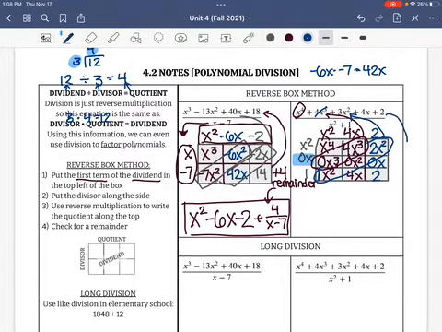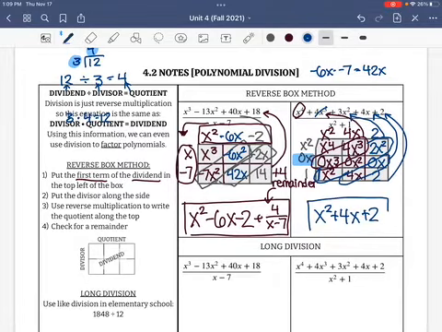2 times 0x is then 0x, and 2 times 1 is 2. So this time, that number matches, and I also have 4x like I'm supposed to. So all of the numbers work out perfectly. I do not have a remainder, so my answer is the top of the box, x squared plus 4x plus 2. So essentially this method is just figuring out what you have to multiply by to get what you want on top.